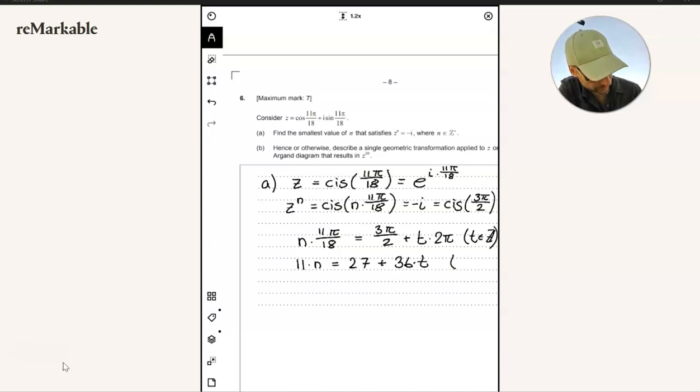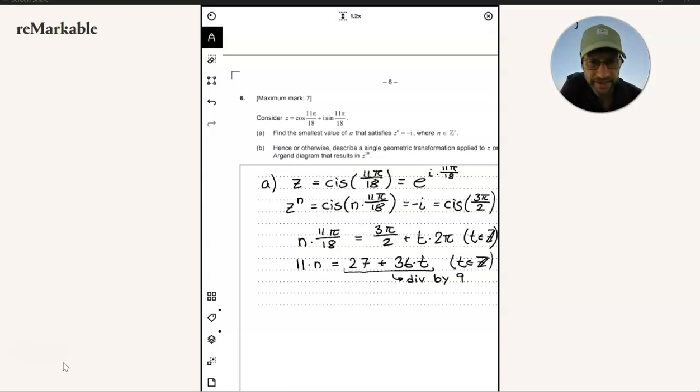And again, remembering that t can be any integer. And integer equations, so n is also an integer, they are much, much harder than real number equations because you have to think in a completely different way. So to find the smallest possible value of n here, what helps me a lot is to realize that both 27 and 36 are divisible by 9, which means that the entire right-hand side is divisible by 9.